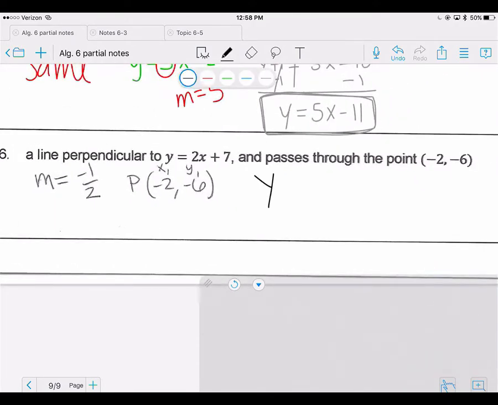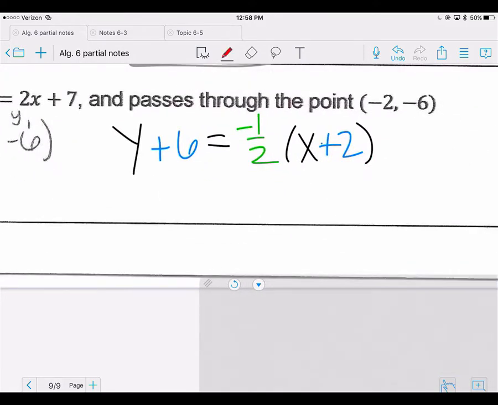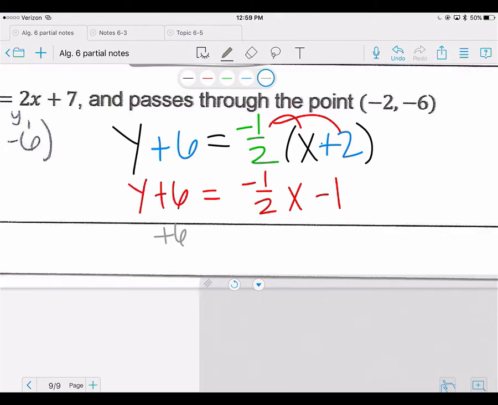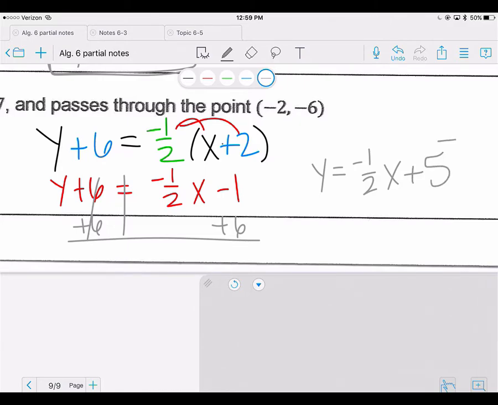So y minus my y point equals m times x minus my x point. And again, both of these started negative, so they will be written in as positives because minus means change the sign. I distribute negative 1/2 times x, negative 1/2 of 2. Add 6 to both sides. And y equals negative 1/2 x plus 5.